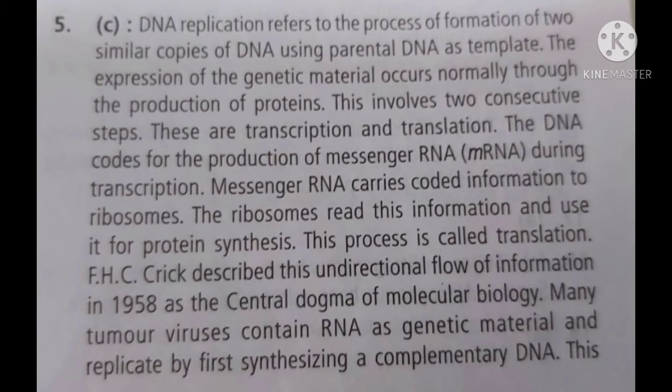Many tumor viruses contain RNA as genetic material and replicate by first synthesizing a complementary DNA. So here, these many tumor viruses contain RNA as genetic material and they replicate. And how do they replicate? In the process of replication, what do they do first? First they synthesize complementary DNA. What synthesizes complementary DNA? Tumor viruses containing RNA as genetic material. First they synthesize a complementary DNA.